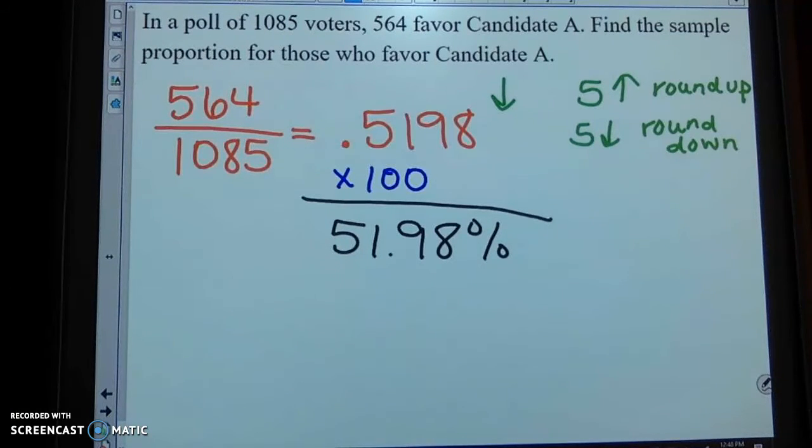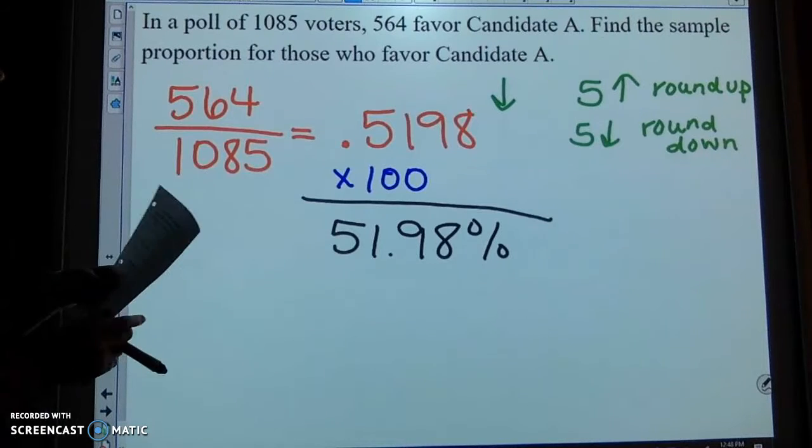So for those of you who always ask me, when am I ever going to use math in real life? Here's a perfect example. We are voters. This is what we do with our lives.